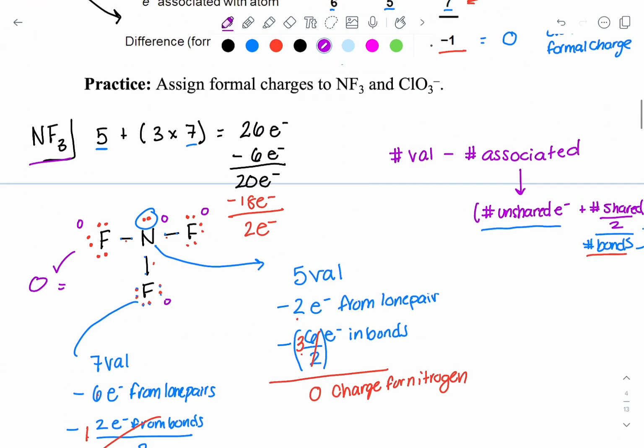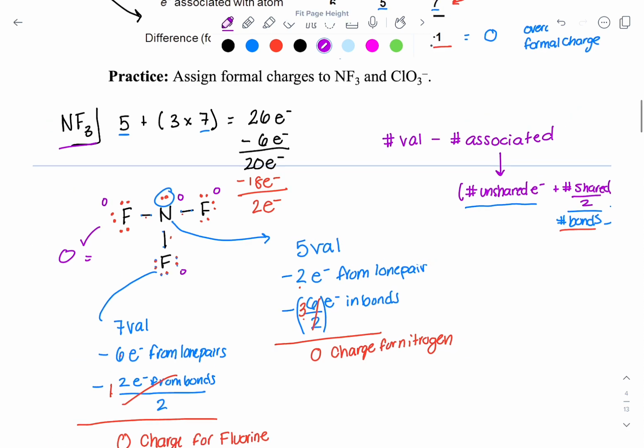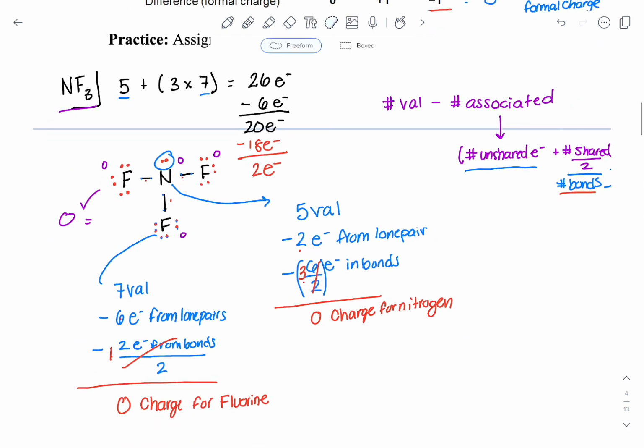Okay, let's try another one. For space purposes, I am going to have to erase what I have on here for the screen. So if you need to review this really quick, feel free to pause the video before I remove it, just to follow my work.